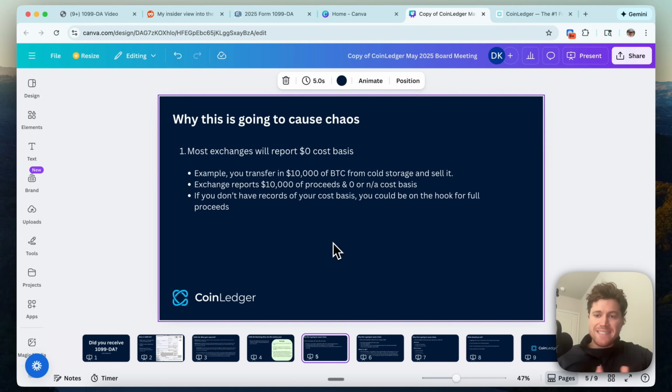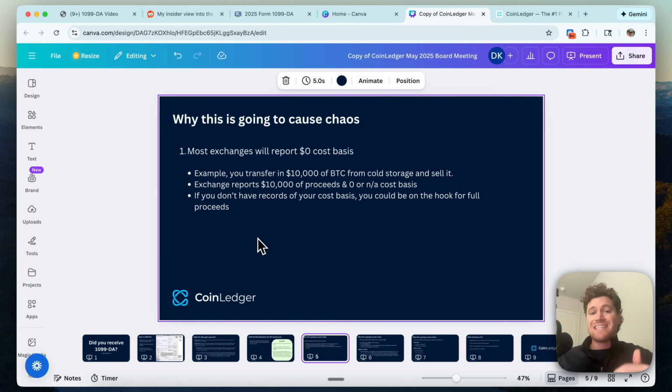So why is this going to cause massive chaos and confusion in the marketplace? There are a number of reasons. Let's hit on the most important ones. One, as I already alluded to, most exchanges will report zero or nothing in the cost basis field for the 1099-DA because they're not covered assets. They don't legally have to report this in tax year 2025.